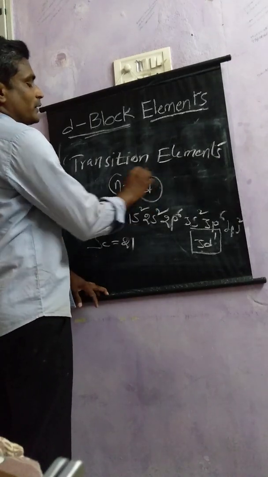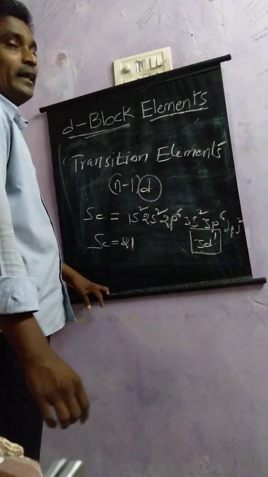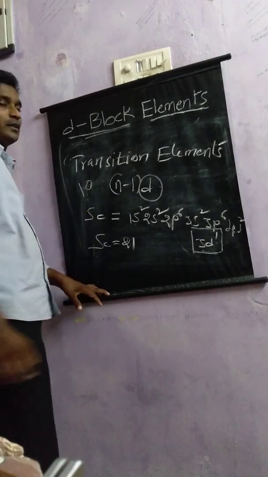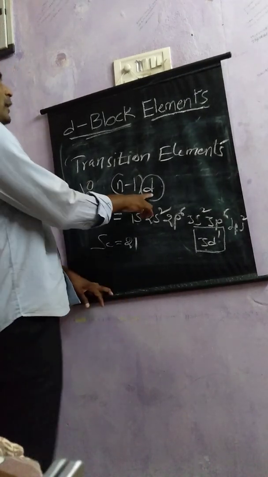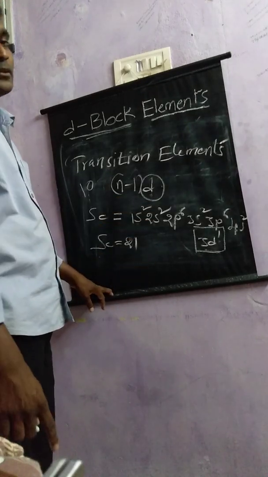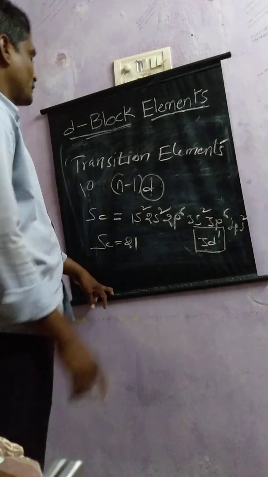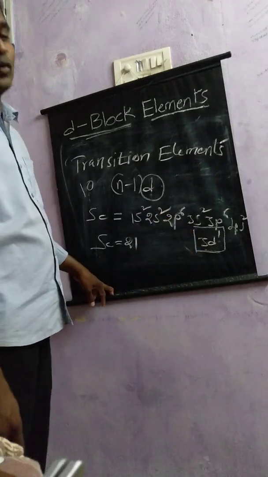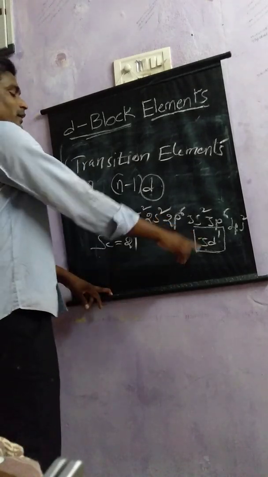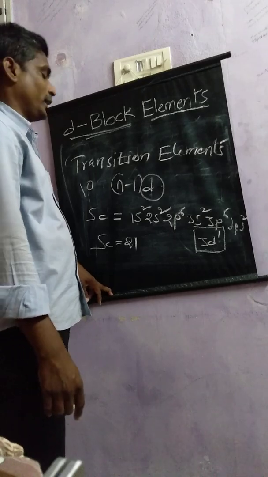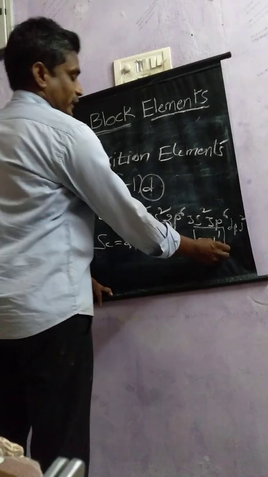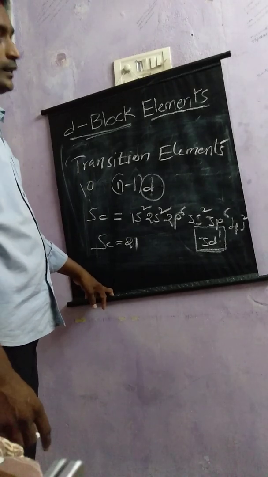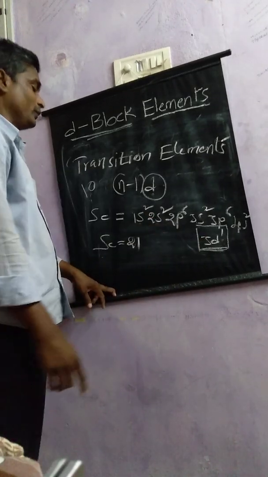The d sublevel contains a maximum of 10 electrons. But here there is only one electron. So the d sublevel is incompletely filled.